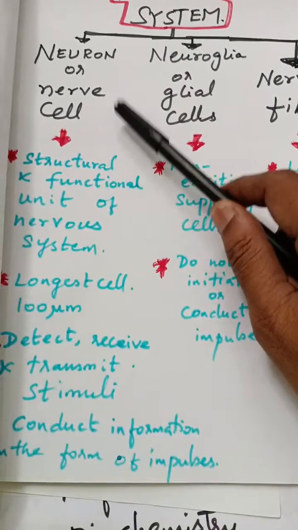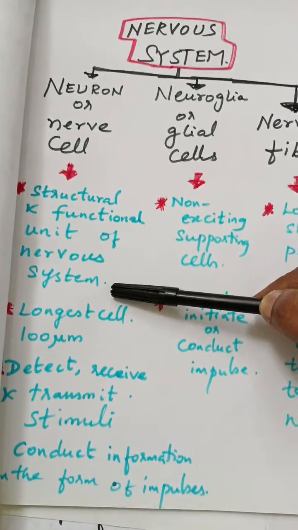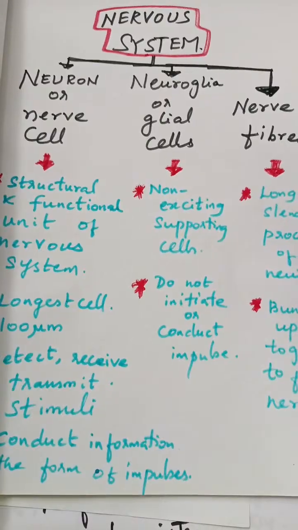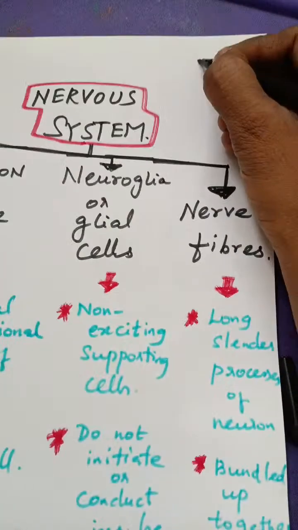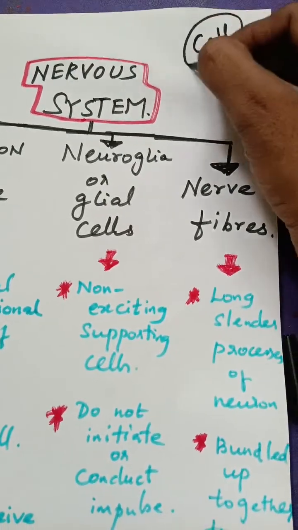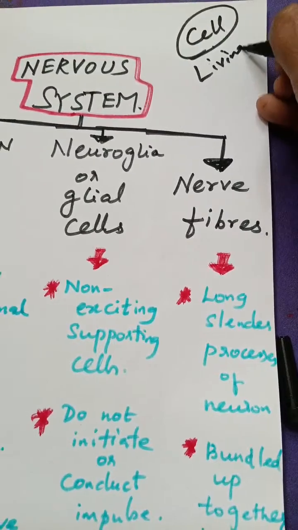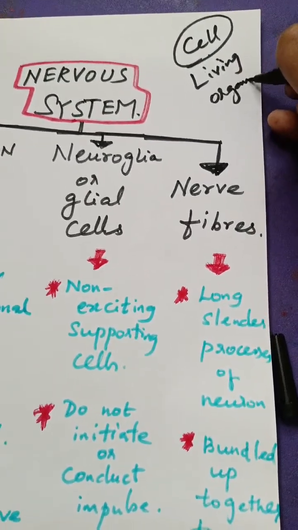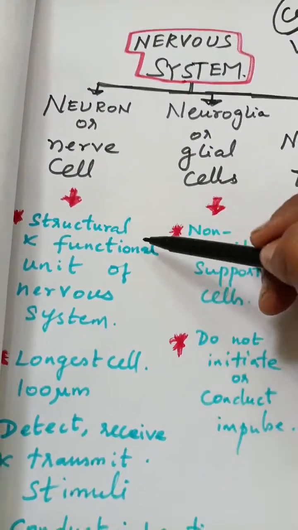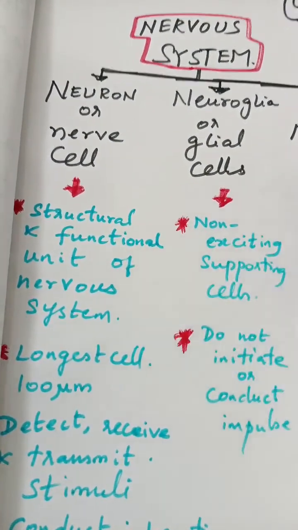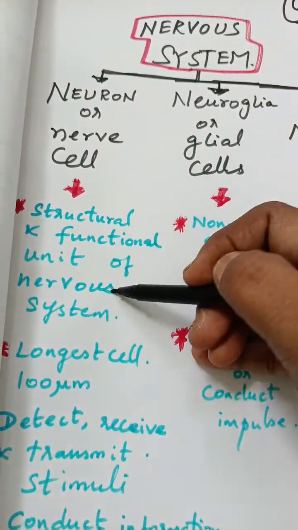They are the functional and structural unit of the nervous system. As we say, a cell is a structural and functional unit of a living organism. Similarly, a neuron, or the nerve cell, is a structural and functional unit of the nervous system. It's a basic unit, we can say, for the nervous system.